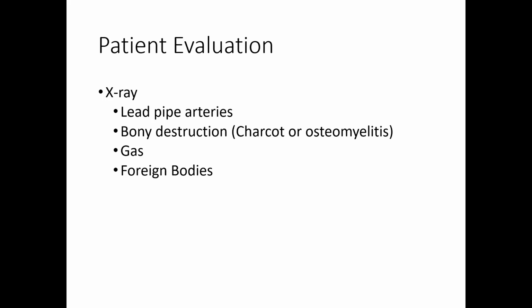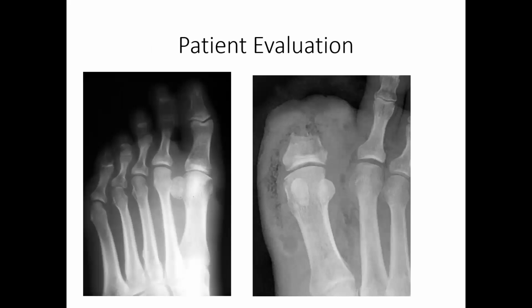Then you can perform an X-ray to look for lead pipe arteries, any bony destruction like in Charcot or osteomyelitis, any gas present like in gangrene formation, or any presence of foreign bodies. Now tell me, what is the problem in this X-ray? Can anyone pick out the finding?